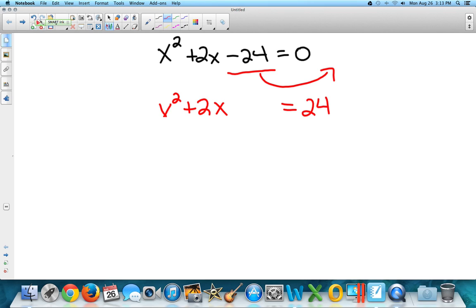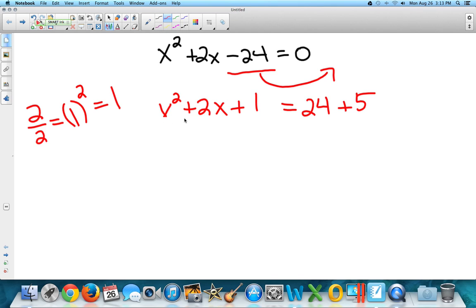Okay? Now I'm ready to basically complete the square. I'll take my middle term, which is 2, and I'm going to divide it by 2. So figure out what half of that is, and that's 1. Now I'm going to square this number. No matter what that is, I square it, and I end up with 1 again. So now I'm ready to add 1 to both sides.